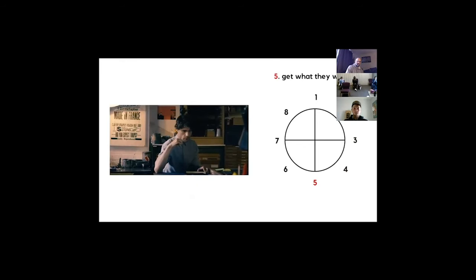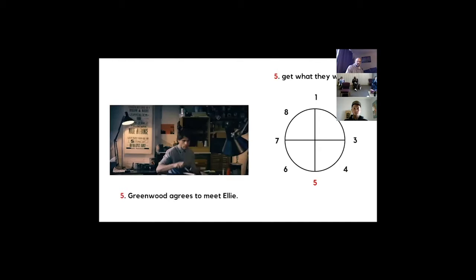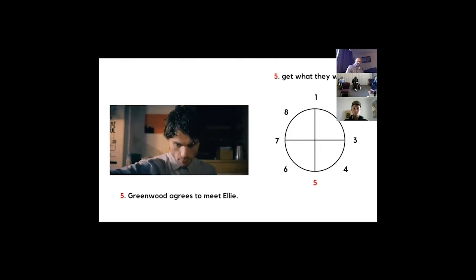Now let's move to 5. The character gets what they want. Greenwood should decide to meet. This is what he wants. No matter how scared he is, he does want this. So he takes a chance.